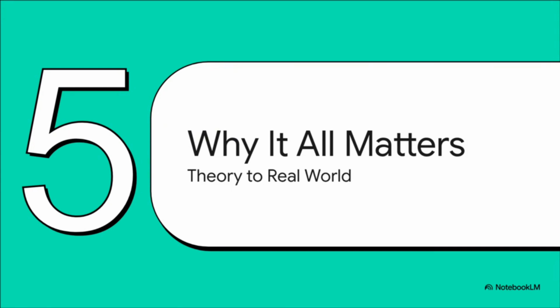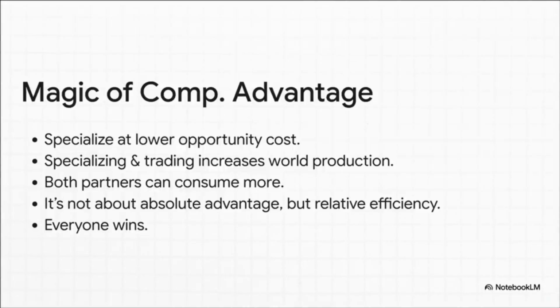So we've crunched the numbers, we've learned the shortcuts, but let's just pull back for a second and look at the big picture. Why does any of this matter? Because this isn't just some abstract exercise for a class. This is literally the foundation of modern global trade. This right here is the magic of comparative advantage. It shows that when countries specialize in whatever they make at a lower opportunity cost, and then they trade with each other, the entire pie gets bigger.